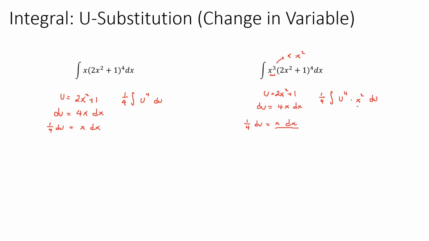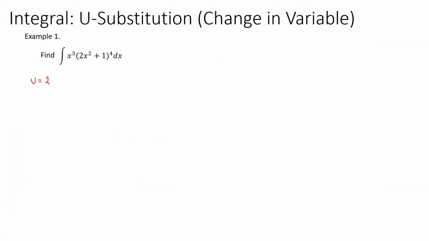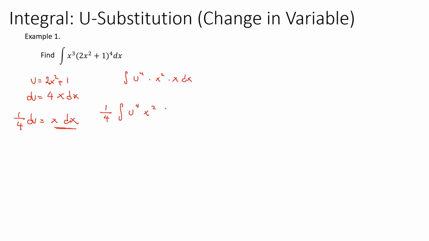So let's look at the same example as example 1. We said that u was equal to 2x squared plus 1, du was 4x dx, and 1/4 of du was equal to x dx. Again, what we have is u to the 4th times x squared times x dx. Notice the x dx will be substituted with 1/4 of du. Again, the issue is we have that x squared there.